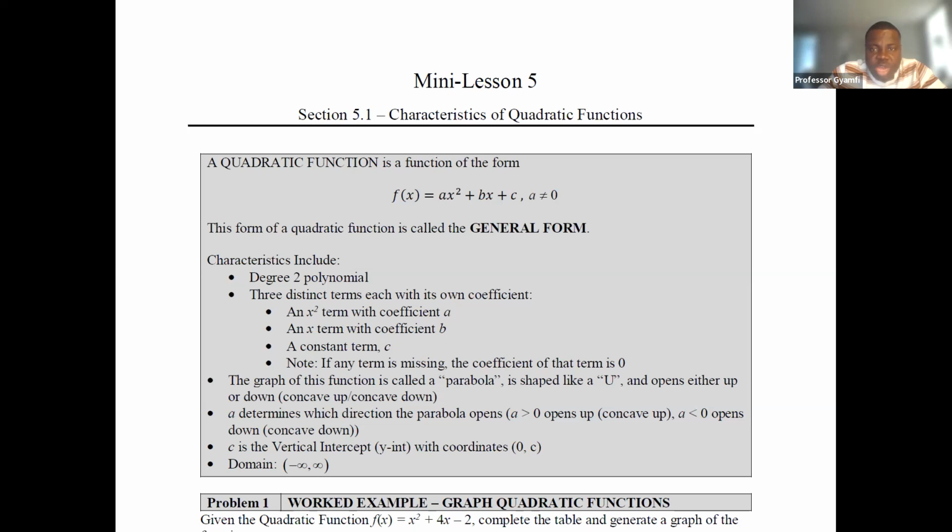Now, in lesson 5, we are going to be looking at quadratic functions, and we are going to be talking about the characteristics of quadratic functions. To start with, what is a quadratic function? And how do I know that a function is quadratic?